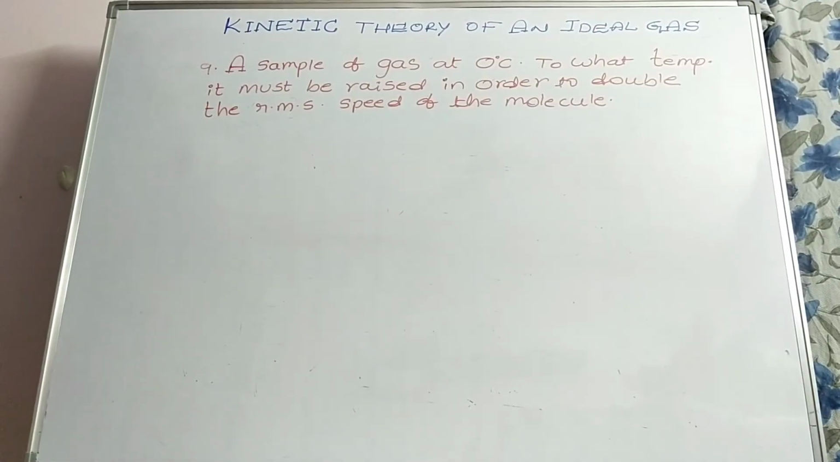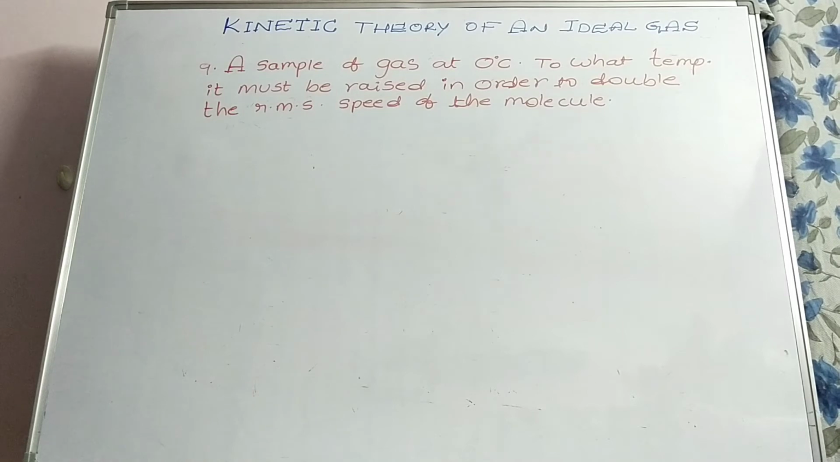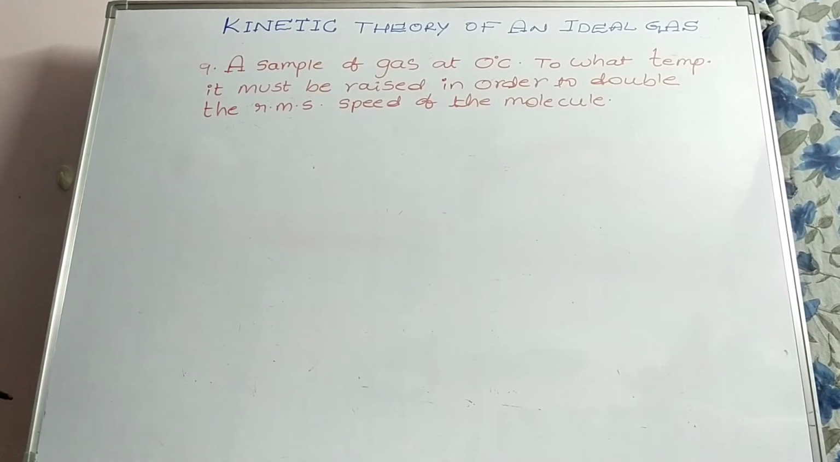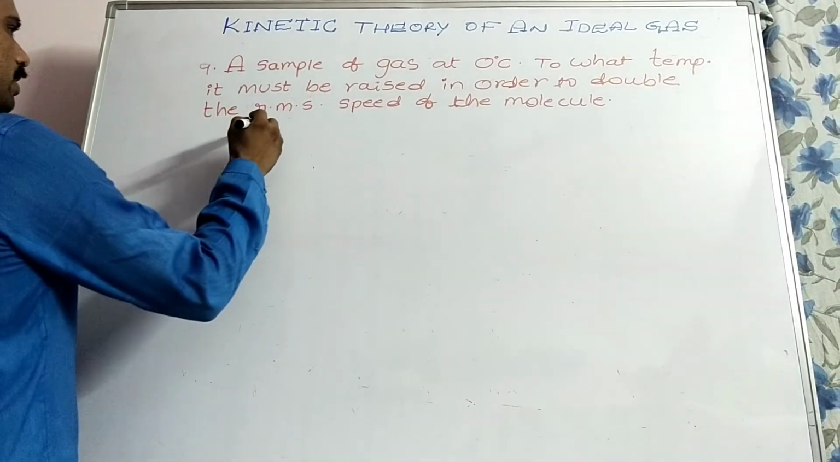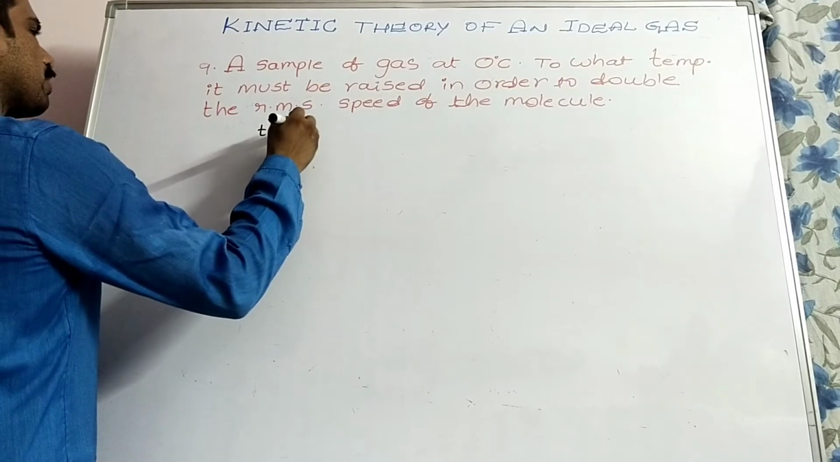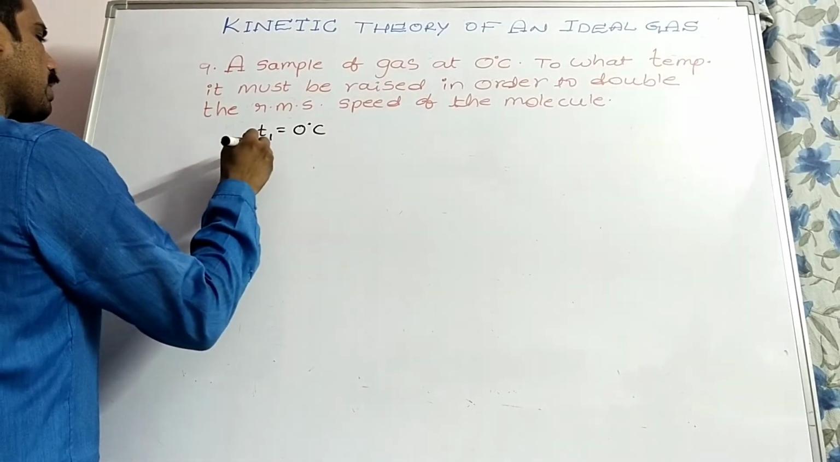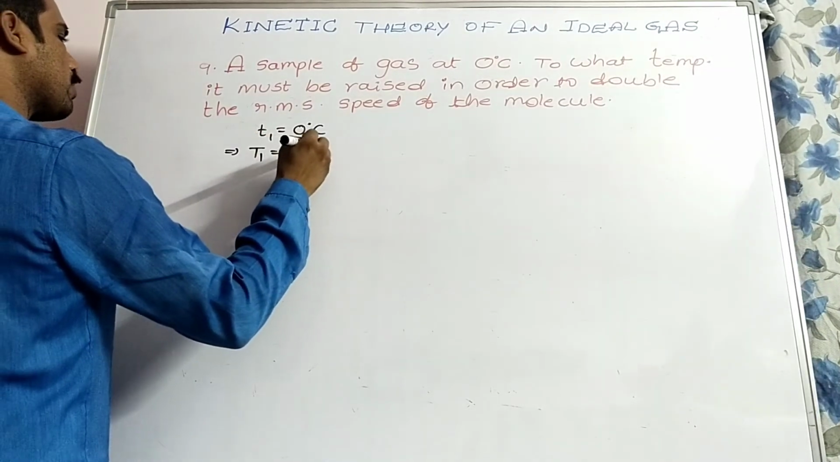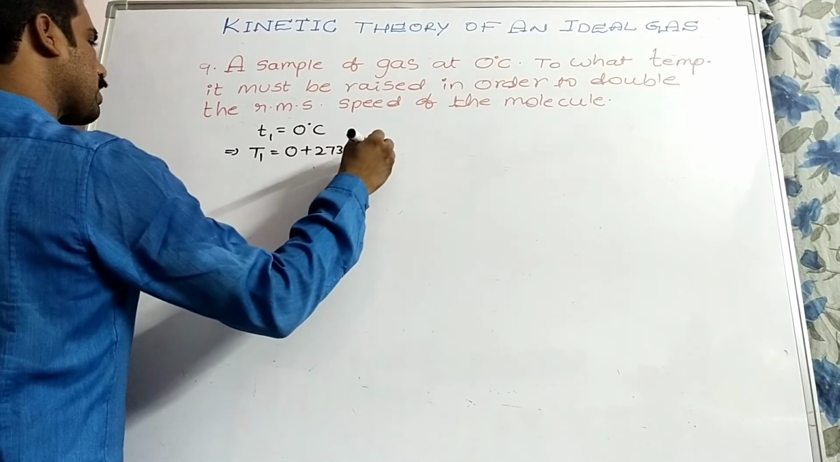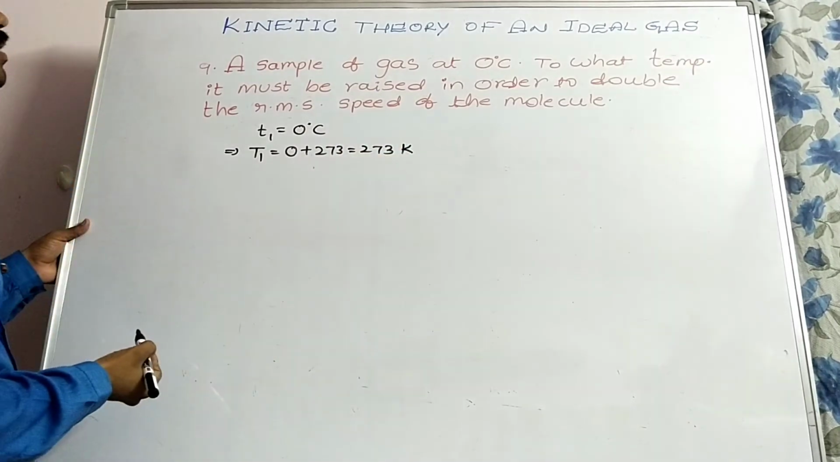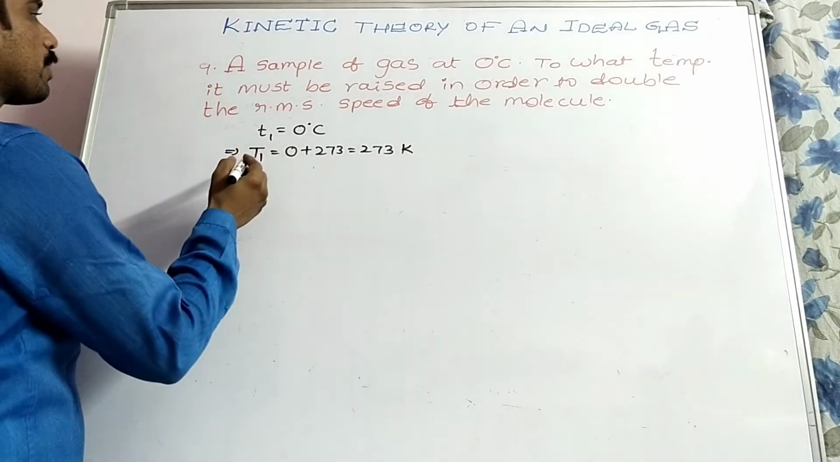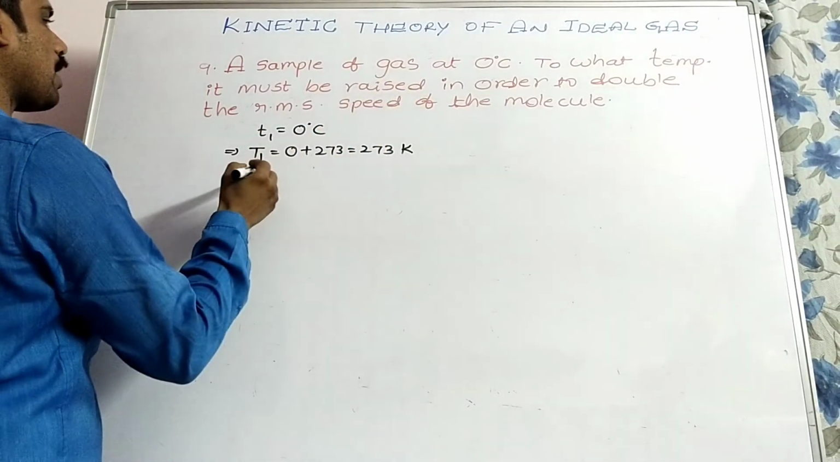A sample of gas at 0 degrees Celsius, to what temperature must it be raised in order to double the RMS speed of the molecule? The temperature is given: T1 is equal to 0 degrees Celsius. That implies the absolute temperature T1 is equal to 0 plus 273, that is equal to 273 Kelvin.